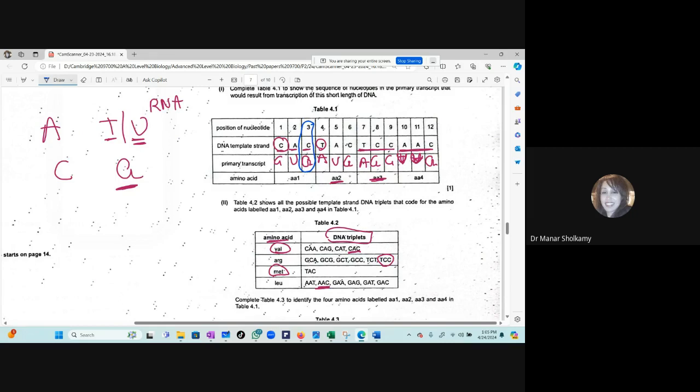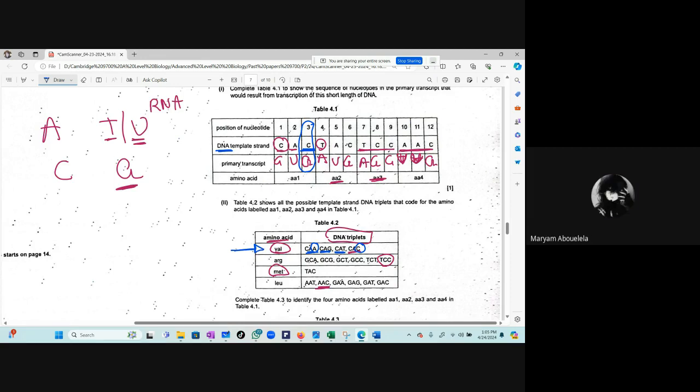Now look at the DNA template. It is CAC. CAC can change into CAT, CAG, CAA. So if it changes from CAC to CAT or CAG or CAA, what will happen to the amino acids?